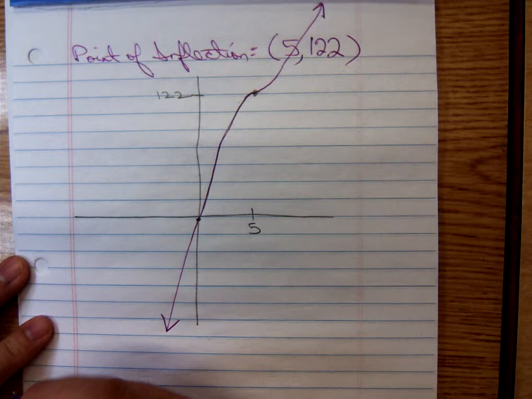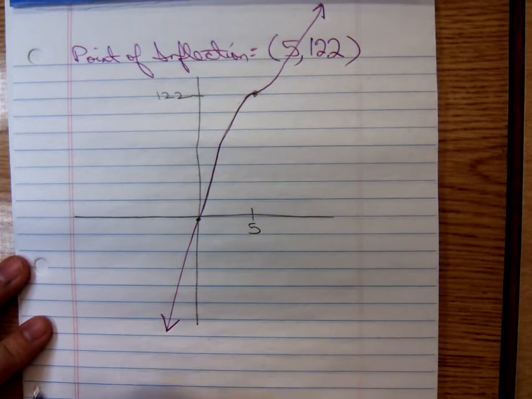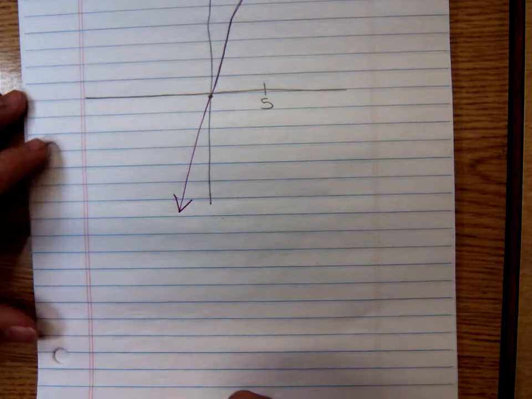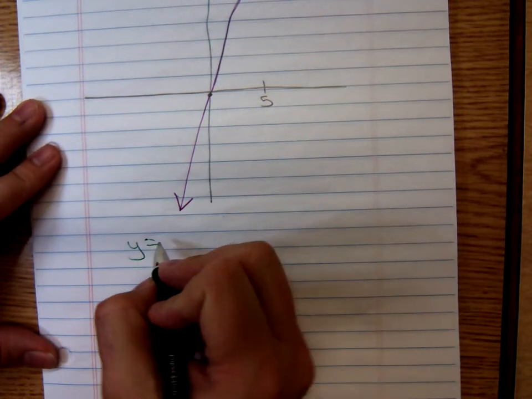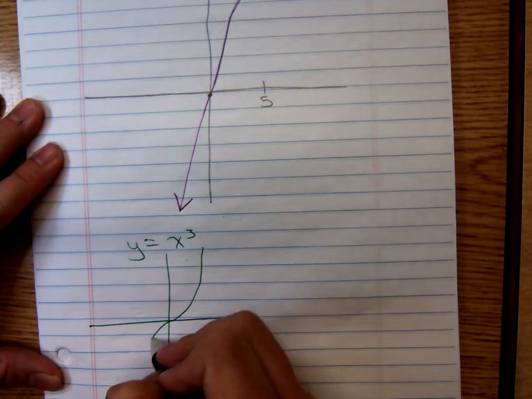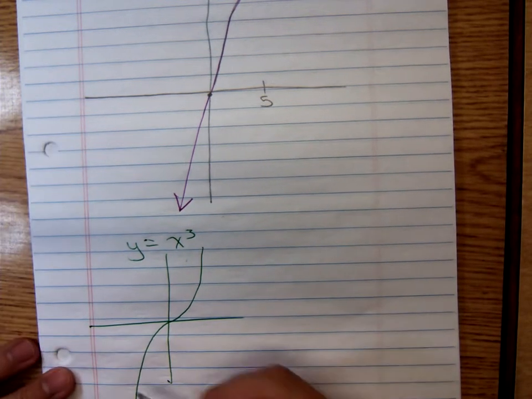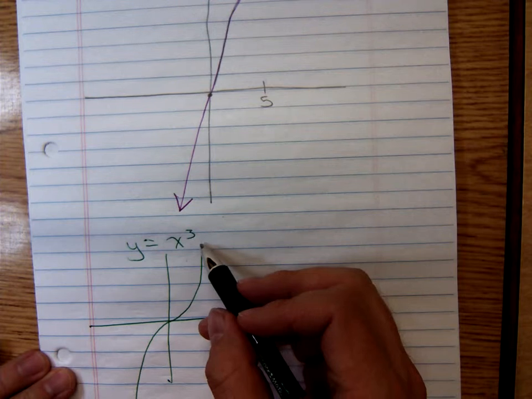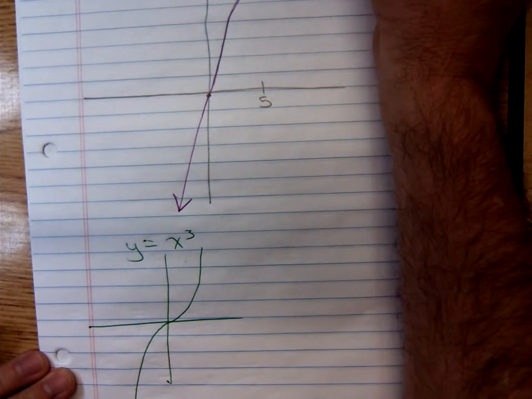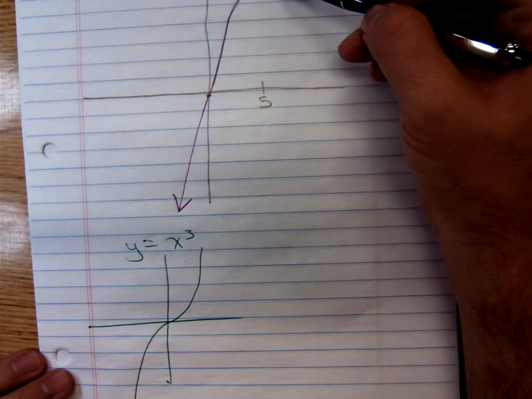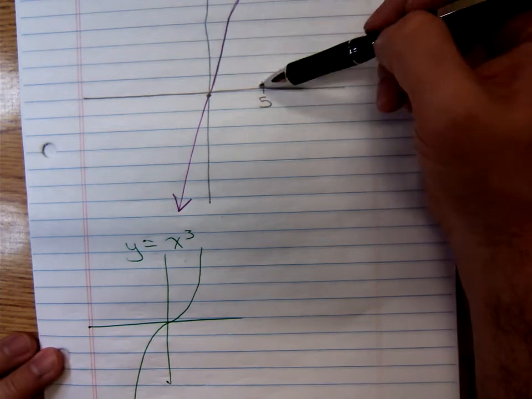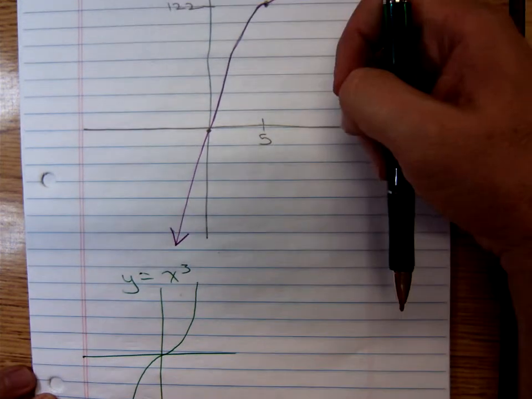And we know the basic graph of y equals x cubed. In previous math classes, we saw the graph of y equals x cubed. It looked like that. Concave down and then concave up. It's the same basic shape, concave down and then concave up. But the point where it levels off has been translated to the point (5, 122). Any questions?